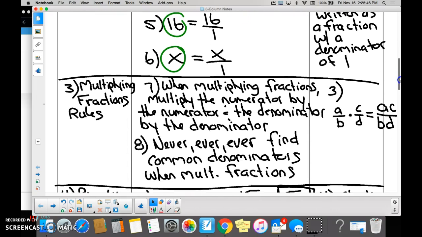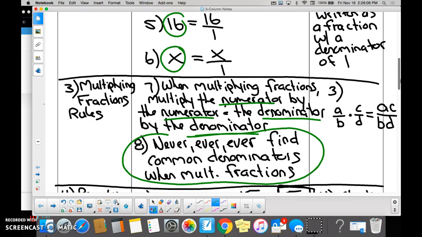The rules for multiplying fractions are pretty cut and dry. Multiplying fractions involves multiplying the what by the what? Top number by top number, bottom number by bottom number. If you ever get common denominators, I will take a point off. It's not actually wrong, but it's a waste of a step, and it just increases your likelihood of getting something wrong because you start dealing with bigger numbers. So when multiplying fractions, you simply multiply the top and the top, the bottom and the bottom. Do not get a common denominator.